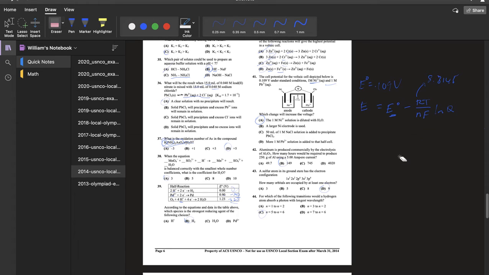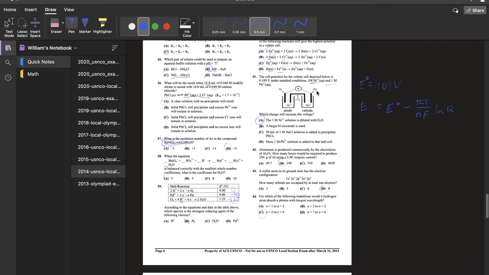So now that we got the basics out of the way, we can start utilizing this. The only way that we're going to make E greater than E naught, because we want to increase the voltage, is to make Q less than 1. Because if we make Q less than 1, then ln of Q is going to be negative. Then we have this negative sign here, and a negative times a negative is going to make a positive, so you're going to add some number onto E naught, which is going to make E bigger than E naught. So you want to decrease Q.